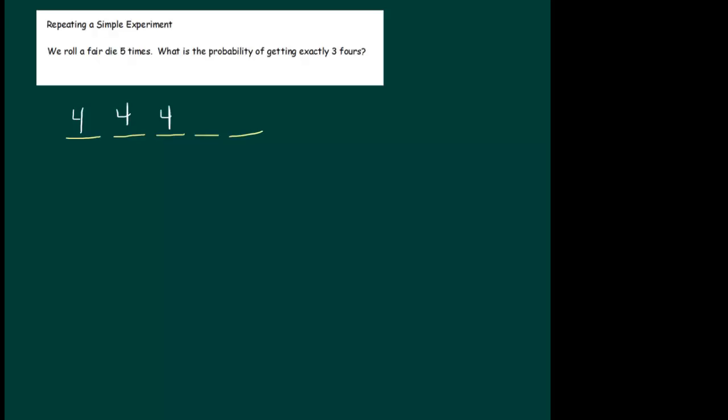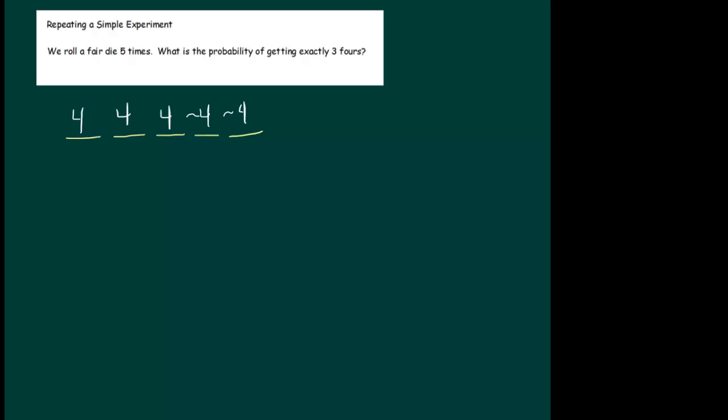And then for the next 2 rolls, all we care about is that they're not 4s, because in this situation, we're interested in the probability of getting exactly 3 4s. So I want to use the not symbol, that little tilde there. Not a 4 and not a 4. So that's one possible outcome. You take a die, you roll it 5 times, and you could get 4, 4, 4, not a 4, not a 4. That's one way we could get 3 4s.